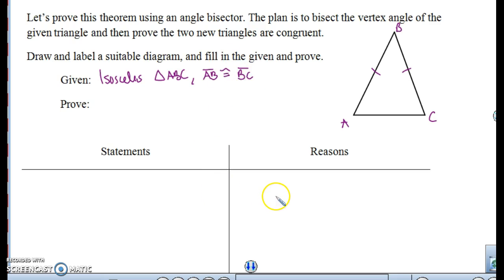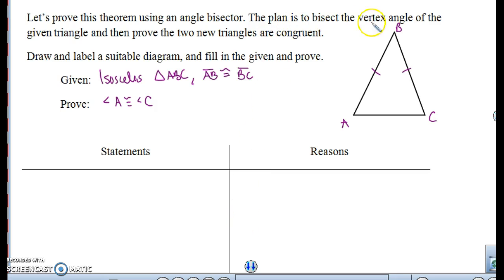Now, if I want to prove that the base angles are congruent, what two angles am I trying to prove are congruent? Well, if these two sides are congruent, the angles opposite them would be congruent, so we're trying to prove that angle A is congruent to angle C. So that's what we need to do. Here's how we do the proof.